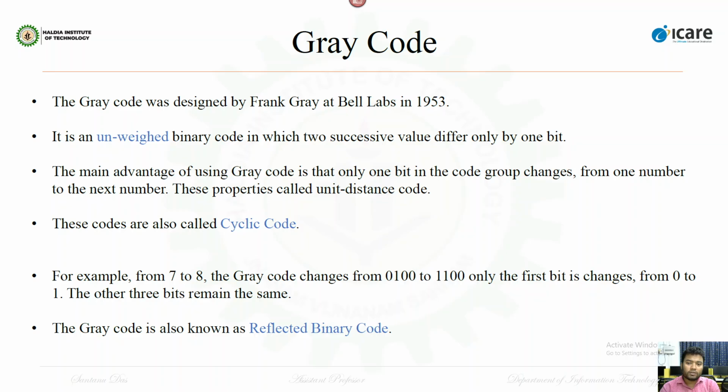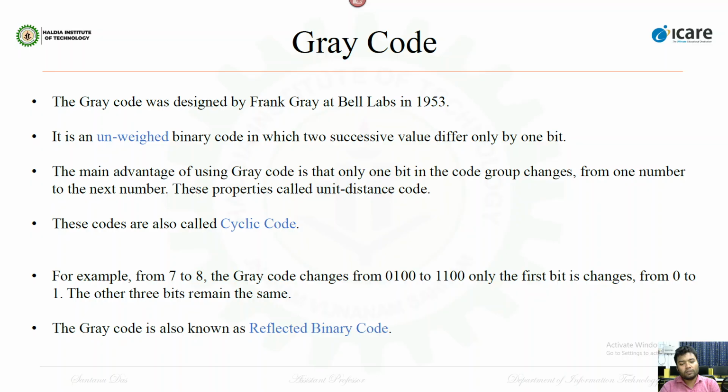Let's discuss what is gray code. The gray code was designed by Frank Gray at Bell Laboratories in 1953. The gray code has several properties: it is an unweighted or non-weighted binary code. It is also called the cyclic code, and also called the reflected binary code. We already discussed the reflection property and the unweighted property earlier, so we are going to skip this here.